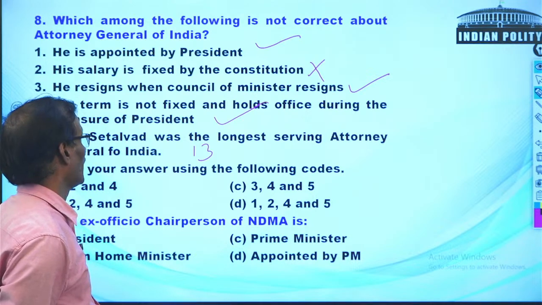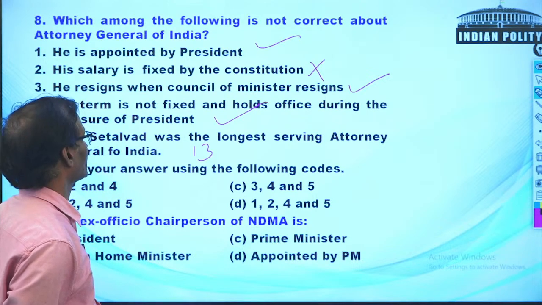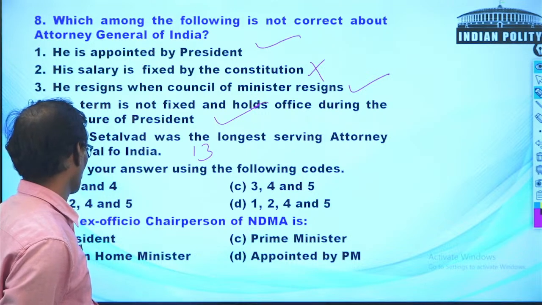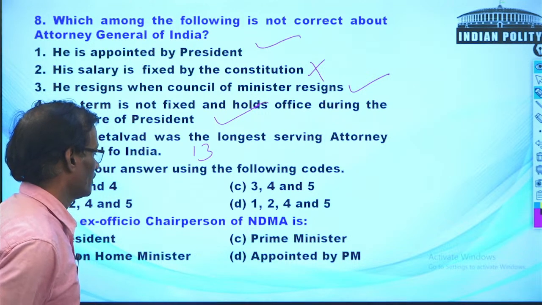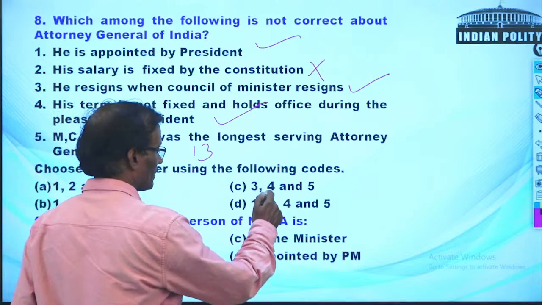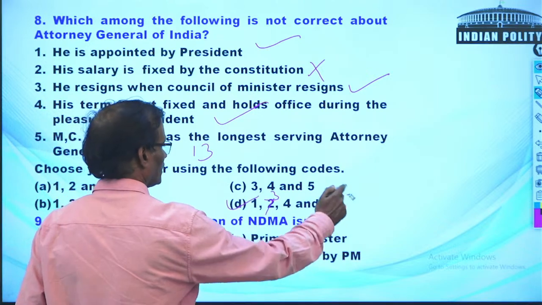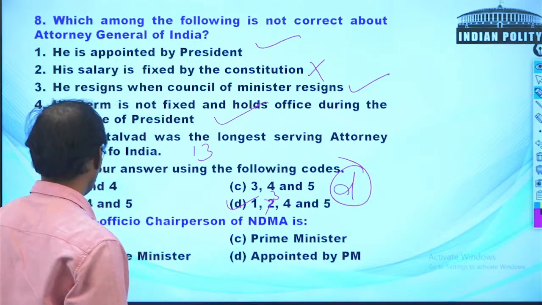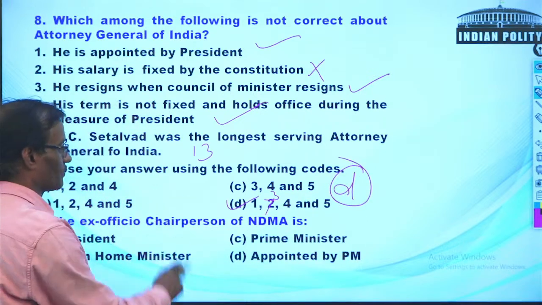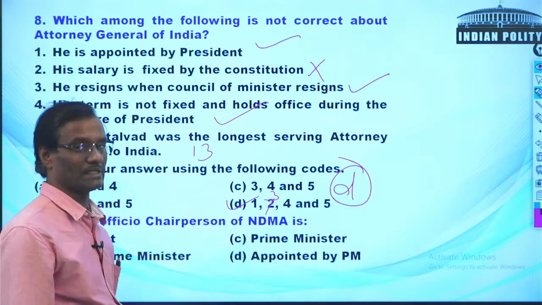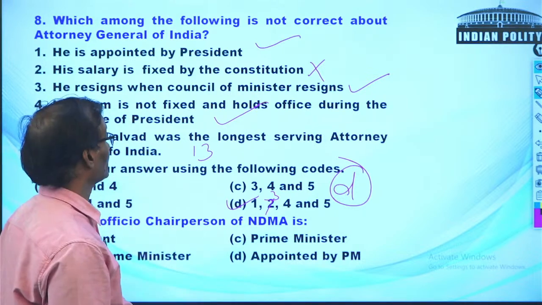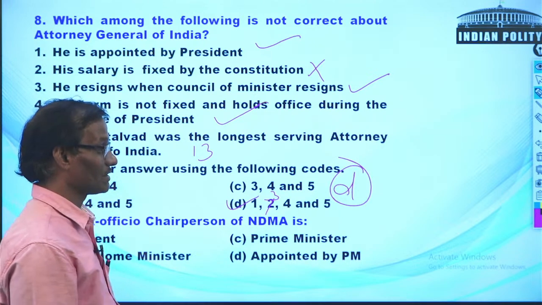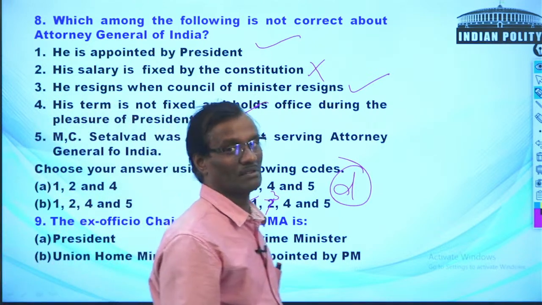So the answer is 1, 3, 4, 5. Okay, so this will be 1, 3, 4, 5. Please do it. D, 1, 3, 4, 5 is the answer, because similar options are there, 1, 2, 4, 5. So it is 1, 3, 4, 5. Make the change. But remember, these 4 points are essential, not the 2, because Attorney General does not have those things.